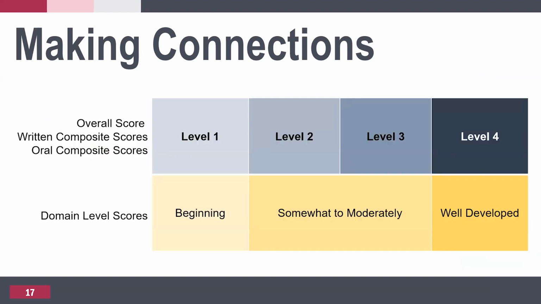The beginning to develop domain level aligns with level 1, easy peasy. The well-developed level aligns with level 4, nice and clean. The somewhat to moderately developed level covers both level 2 and level 3. So if you have a student that was somewhat to moderately developed in listening and somewhat to moderately developed in speaking, they could end up in level 2 or level 3 for their oral language composite score.